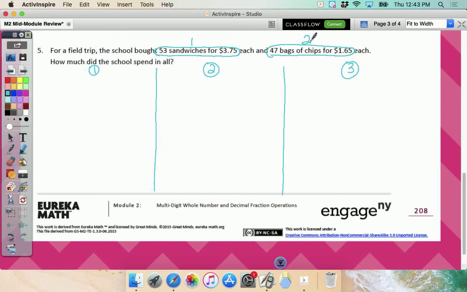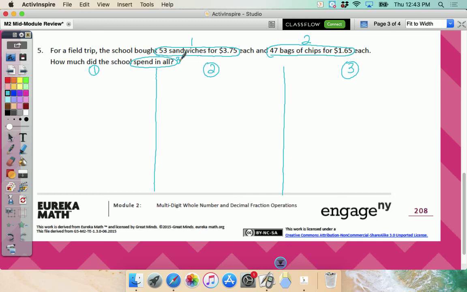What in the world's my third step? Counting them both together. Thanks for raising your hand, Liliana. How much did they spend in all? Raymond says that's adding it up together. Do you agree? Yeah. So that's number 3. Put a little bitty 3 there, okay?